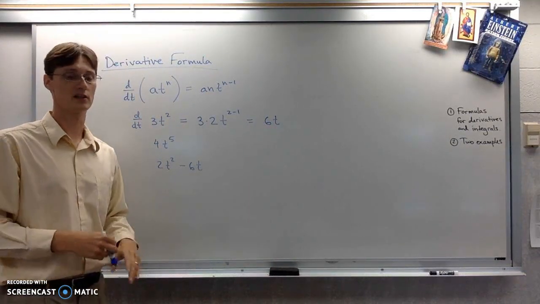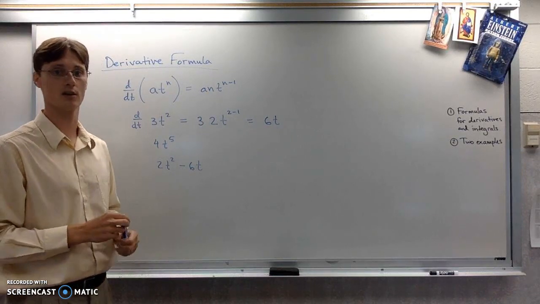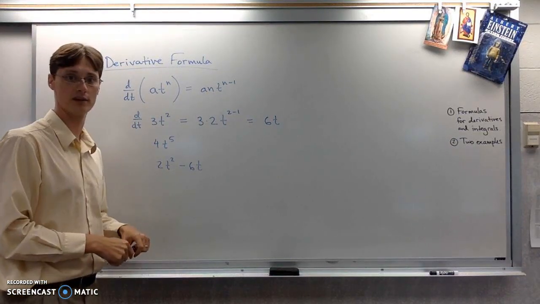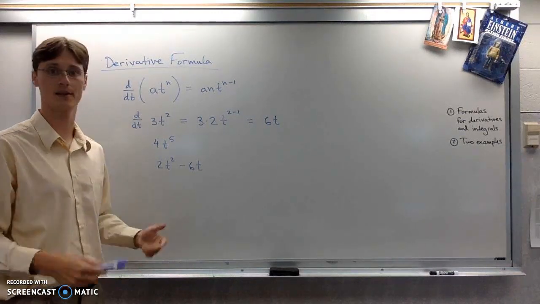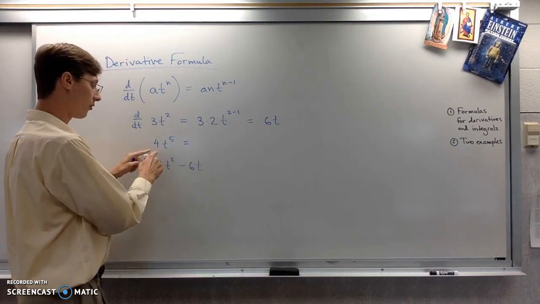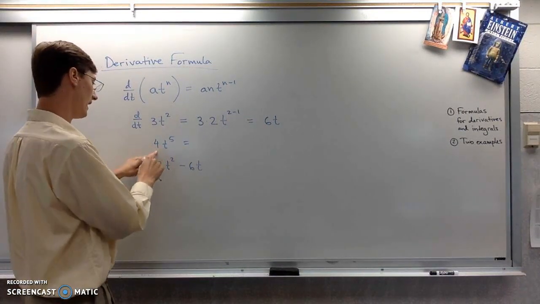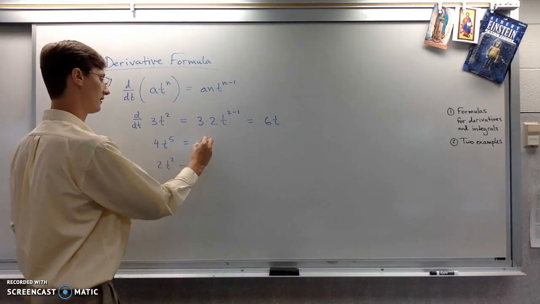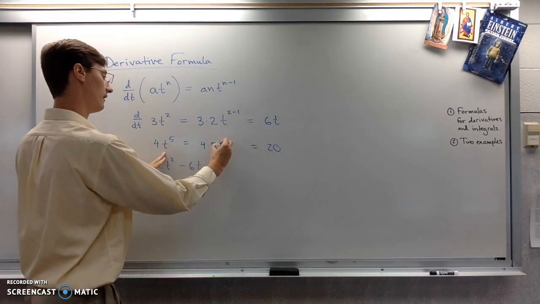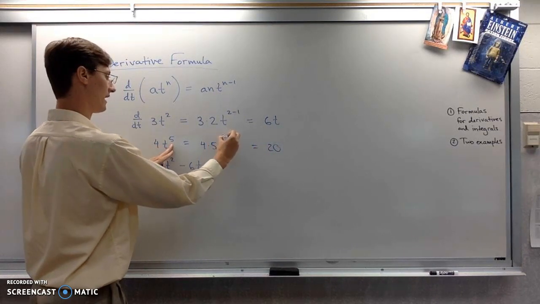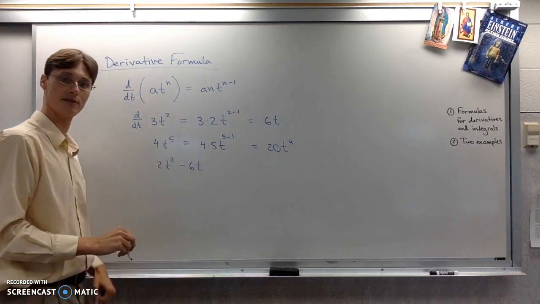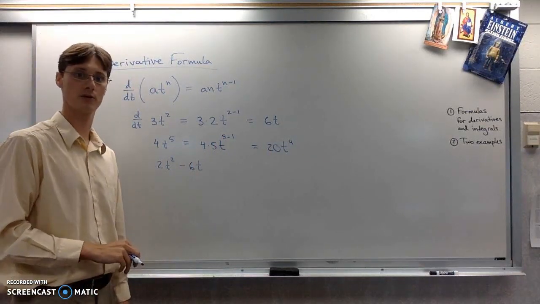You can get quite good at this after just a very small amount of practice. So I'll do one more, then I'll do this one, and then if you like, you can make up any number of examples you like for yourself and go ahead and do them. So 4t to the fifth. a n is going to be 20, and the new exponent is going to be 1 less than the original. So the derivative of 4t to the fifth is 20t to the fourth.